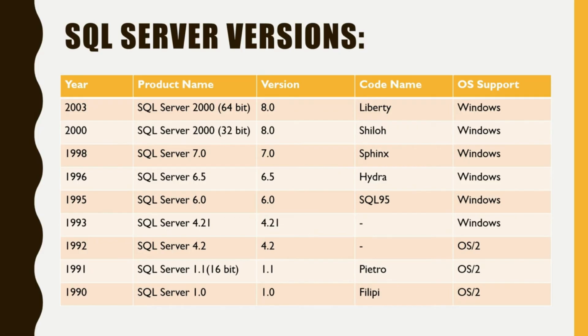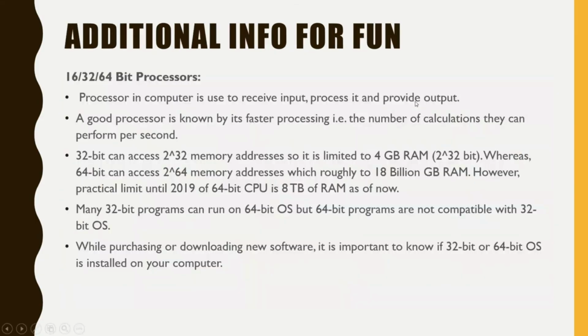If you closely look at the table, you can find Microsoft was developing all versions of SQL Server on 16-bit processor until SQL Server 2000, which is the first 32-bit SQL Server. And then by 2003, Microsoft released a version of SQL Server 2000 in 64-bit processor. So it is always fascinating to know how our previous generations worked hard to develop systems we are easily using today. Now, just an additional info about processors.